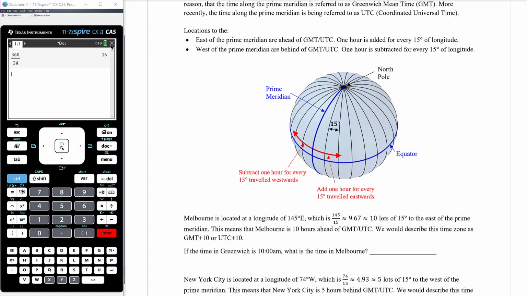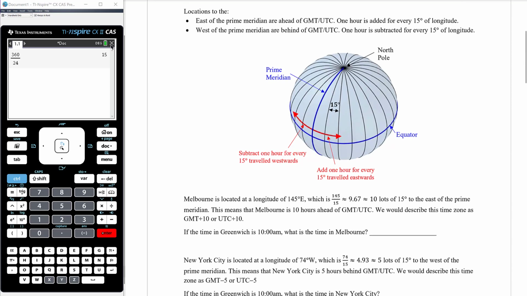Melbourne is located at a longitude of 145 degrees east, so that means we travel around the Earth a total of 145 degrees in an easterly direction. To work out how many time zones that is, we want to know how many lots of 15 go into 145. 145 divided by 15 is about 9.67, so we'll round that to the nearest whole number, about 10. So we are approximately 10 lots of 15 degrees to the east of the prime meridian, and therefore approximately 10 hours ahead of GMT or UTC. We would describe this time zone as GMT plus 10 or UTC plus 10.